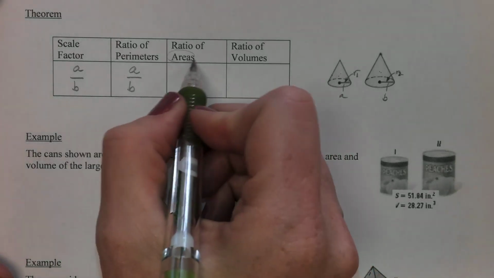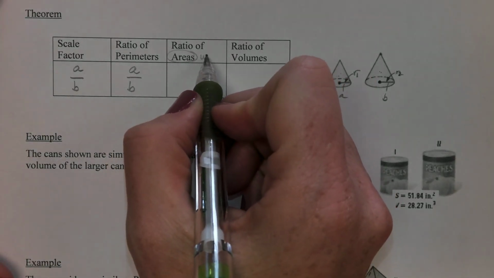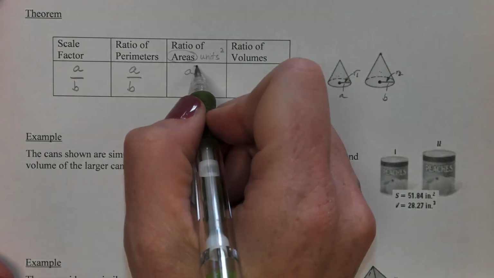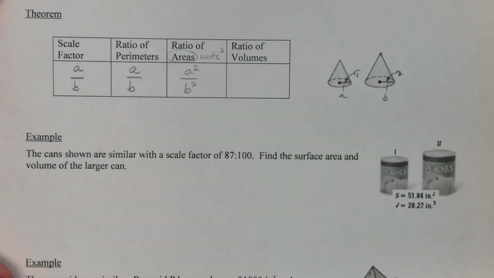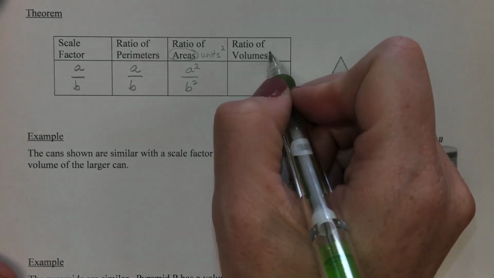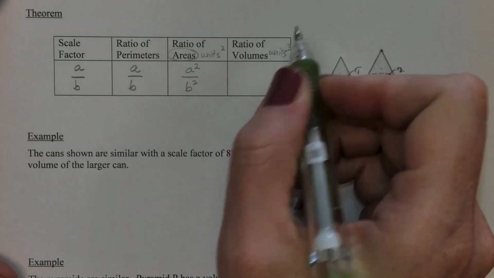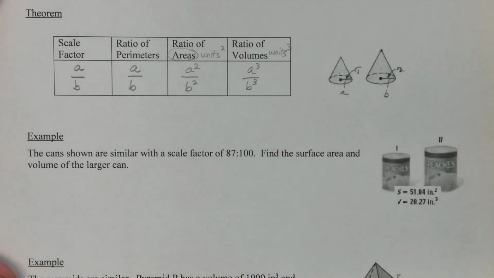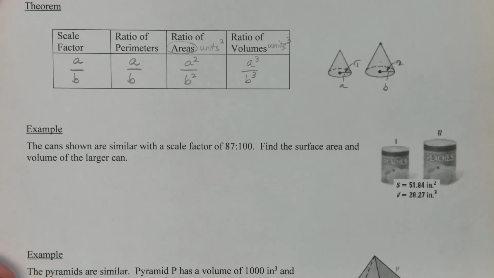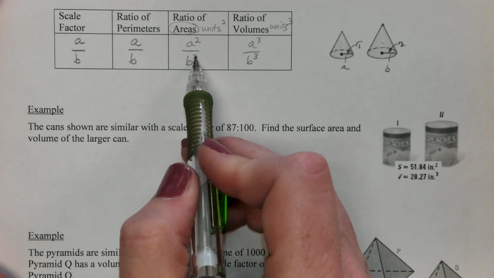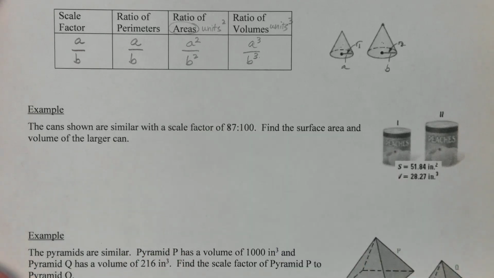When you move into ratio of areas, remember that areas have units that are squared when we label it. So I'm going to square the A and square the B. Whatever my scale factor is, if I square them, then I'm talking about their areas. For volume, remember our units would be cubed, so I'm going to take A cubed and B cubed. I'm going to refer you to that table quite often when we're doing problems to decide which one you're doing. Are you doing plain scale factor? Are you doing areas that are squared? Or are you doing volumes that are cubed?